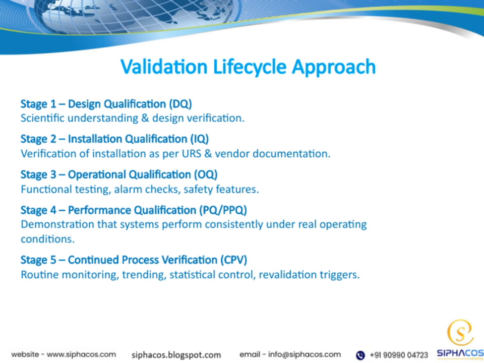Finally, Stage 5, Continued Process Verification, or CPV. This involves routine monitoring, trending data, applying statistical controls, and identifying triggers for revalidation. It's about maintaining assurance over time that the process remains in a validated state. Connecting all these stages together, this lifecycle approach ensures that validation isn't a one-time event, but an ongoing process, integral to maintaining quality and compliance throughout the product lifecycle.